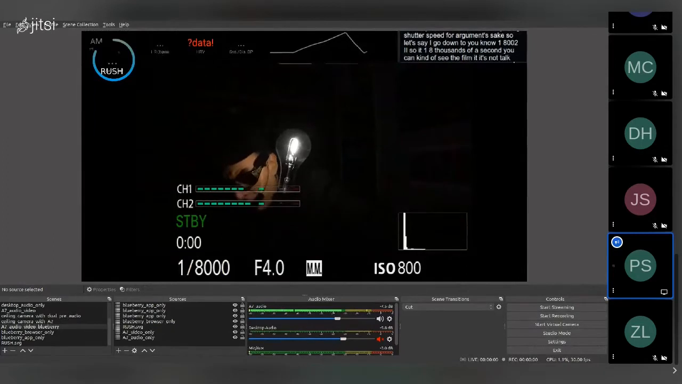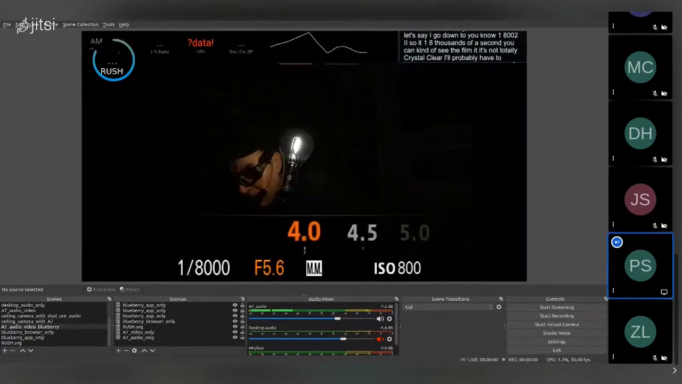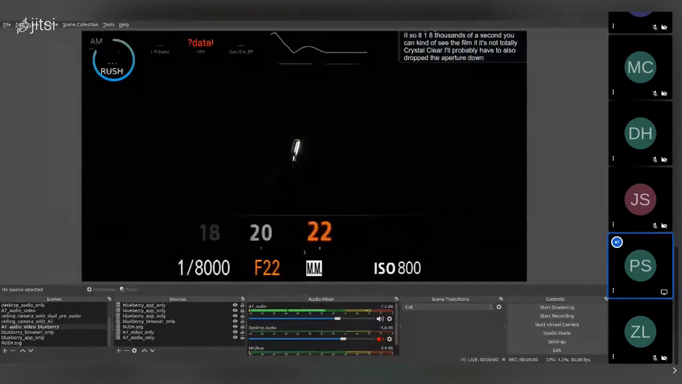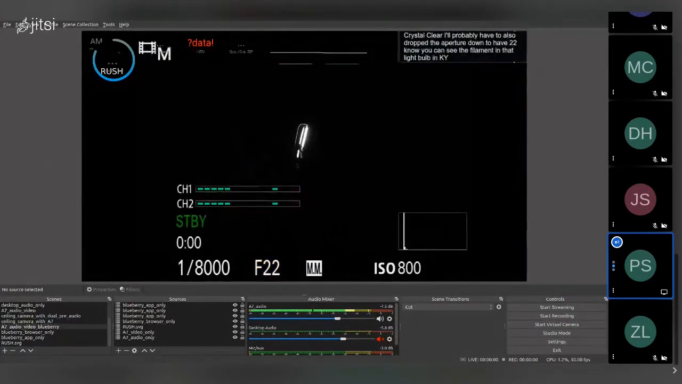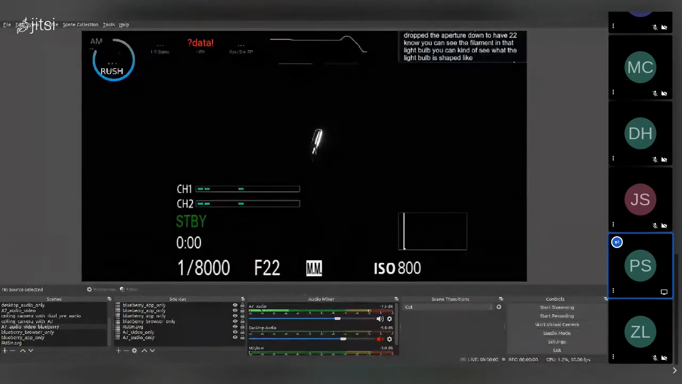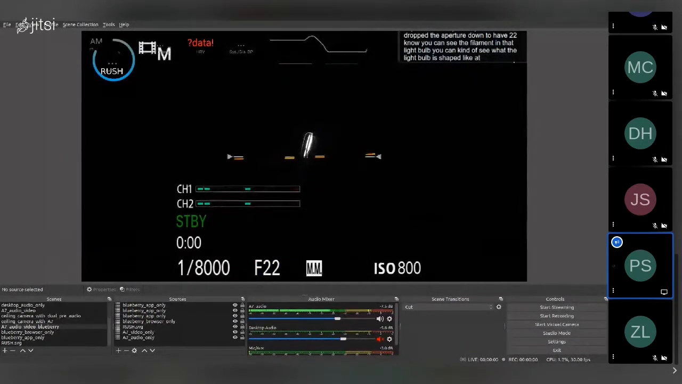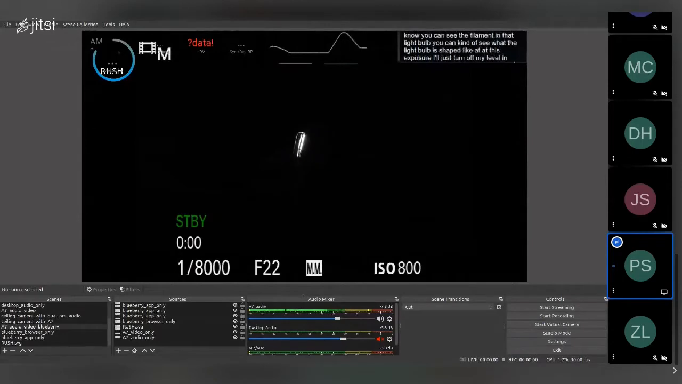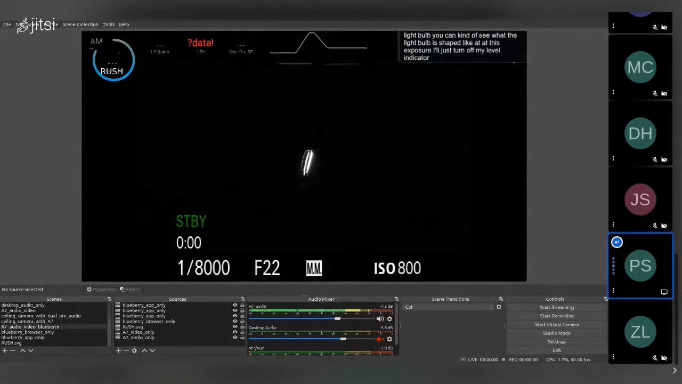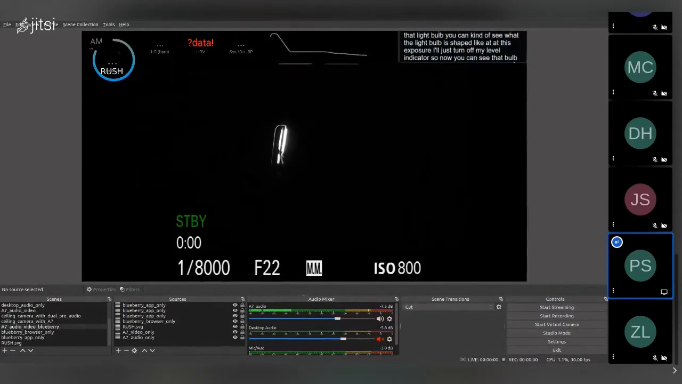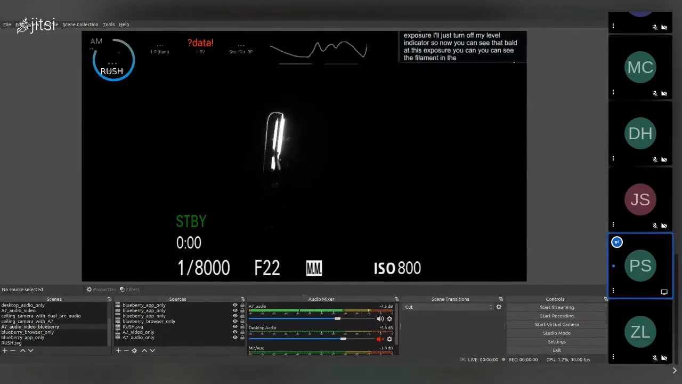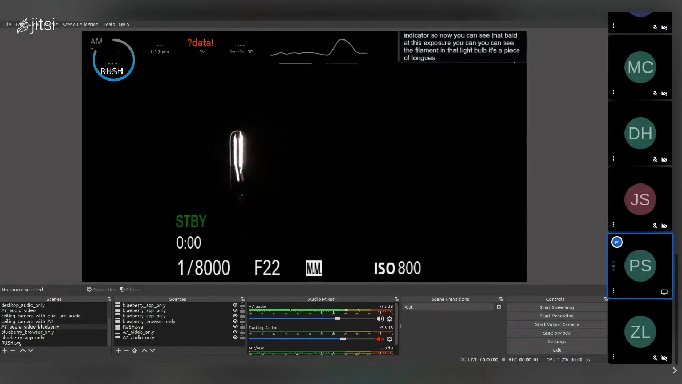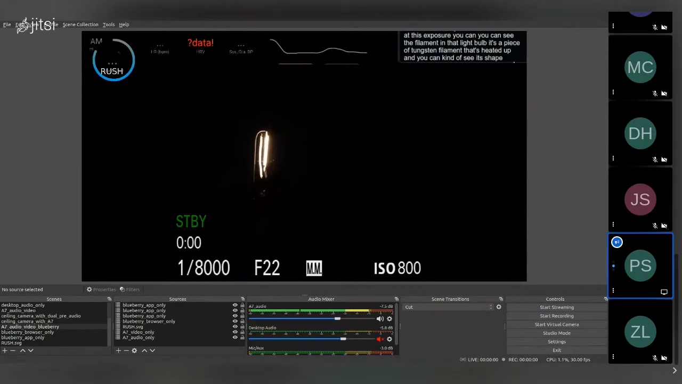It's not totally crystal clear. I'll probably have to also drop the aperture down to f22. Now you can see the filament in that light bulb. You can kind of see what the light bulb is shaped like at this exposure. I'll just turn off my level indicator, so now you can see that bulb at this exposure. You can see the filament in that light bulb. It's a piece of tungsten filament that's heated up, and you can kind of see its shape almost anyway.